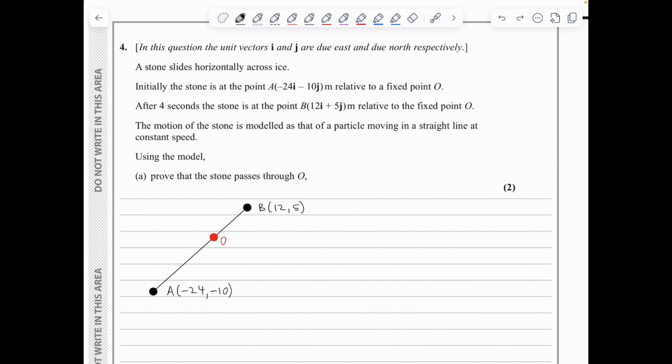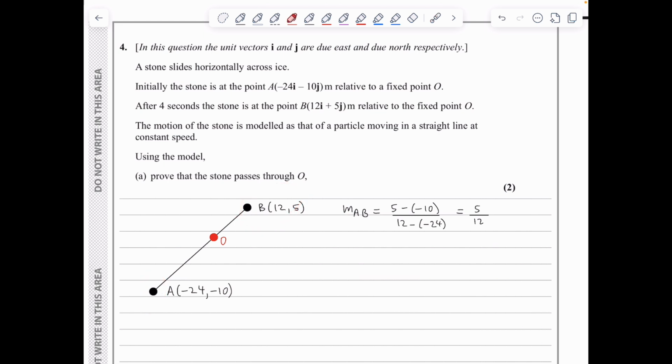So we're looking at the gradient of AB to start off with. So this is 5 minus the negative 10 over 12 minus the negative 24. So this is giving an answer of 5 over 12. So at the back of my mind, I'm trying to find the equation of the straight line passing through the points A and B, and then show that the origin is a point on this line.